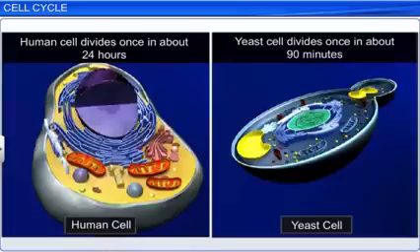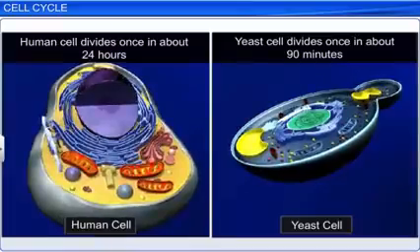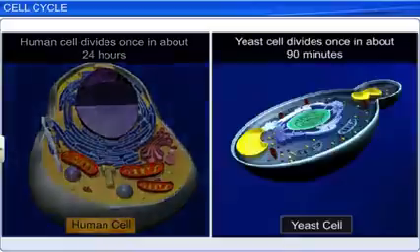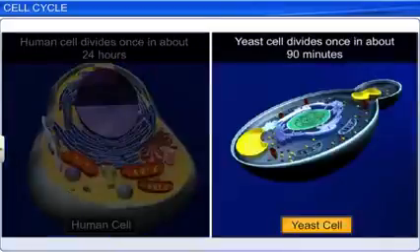The duration of a cell cycle varies from one organism to another. A typical eukaryotic cell, like those in human beings, divides once in about every 24 hours, whereas in yeast, division takes place in about 90 minutes.